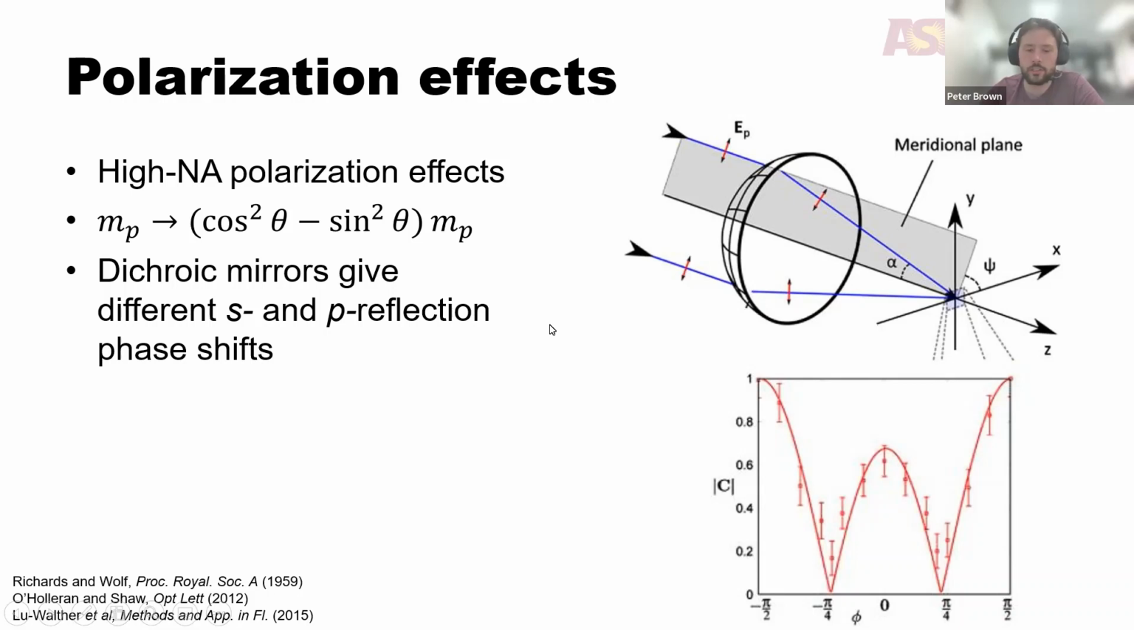A further complication comes from the dichroic mirrors that we typically use in a fluorescence microscope. Dichroic mirrors will give different phase shift for reflected light, depending on whether it's S or P polarized. And so if you start with an arbitrary linear polarization of light reflected off a dichroic mirror, generically it becomes elliptically polarized, meaning you have an S and a P component here, which will cause a decrease in your signal contrast.